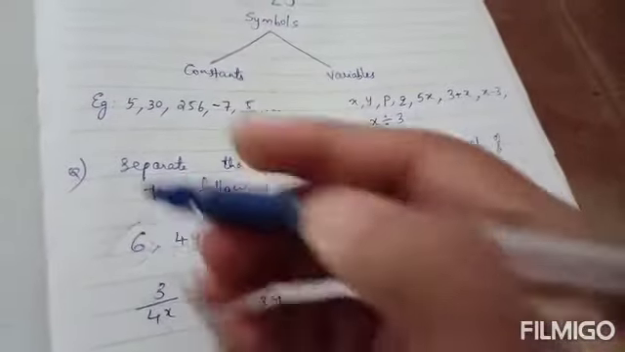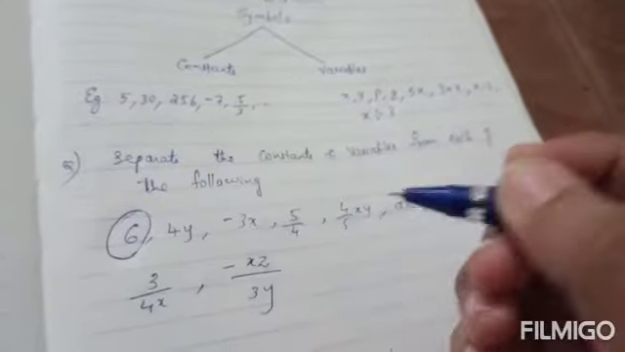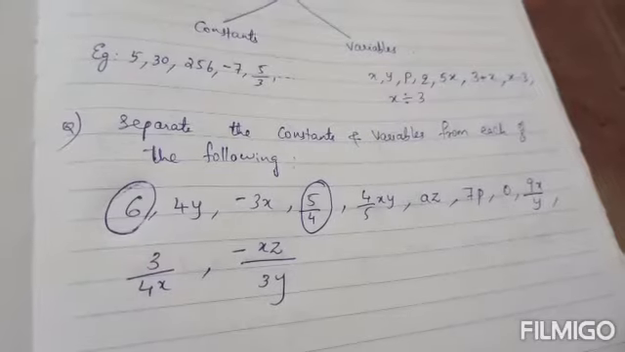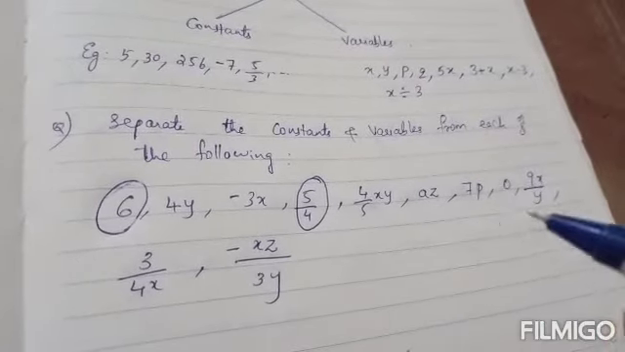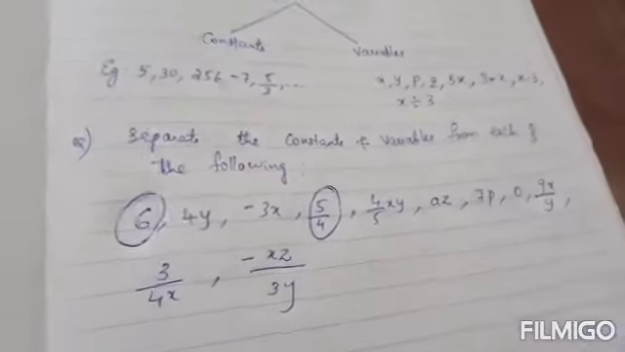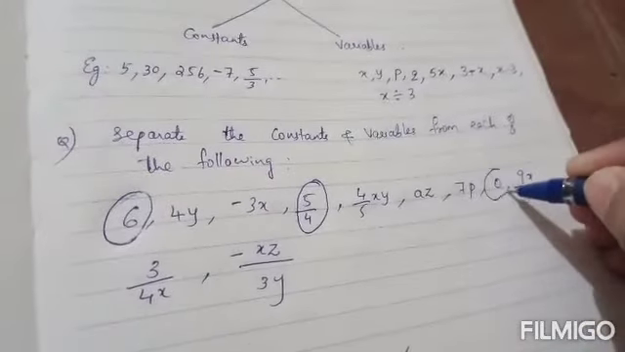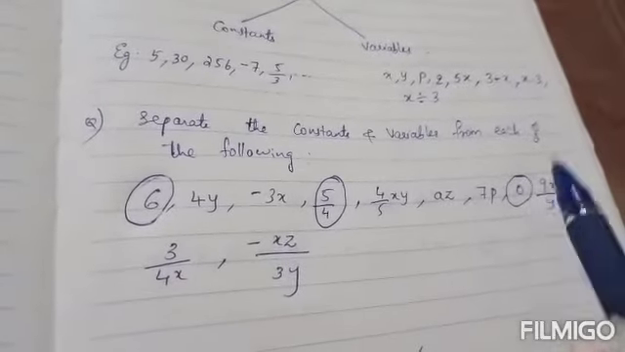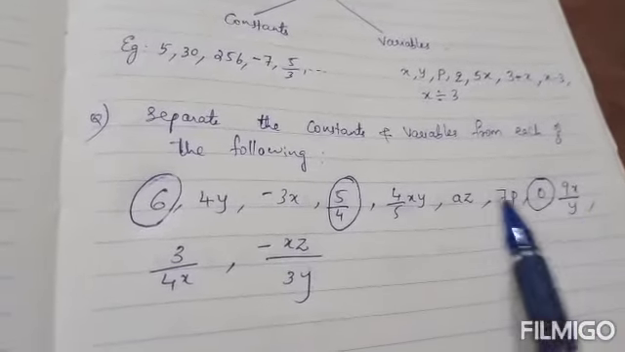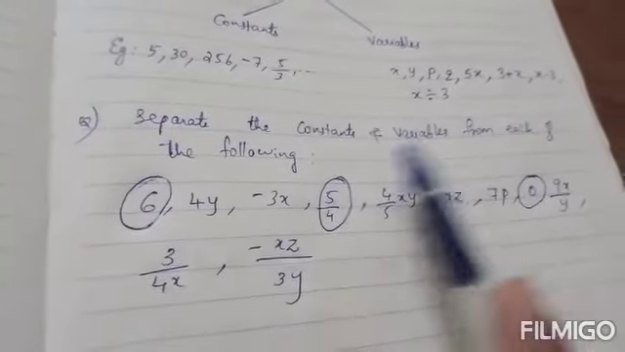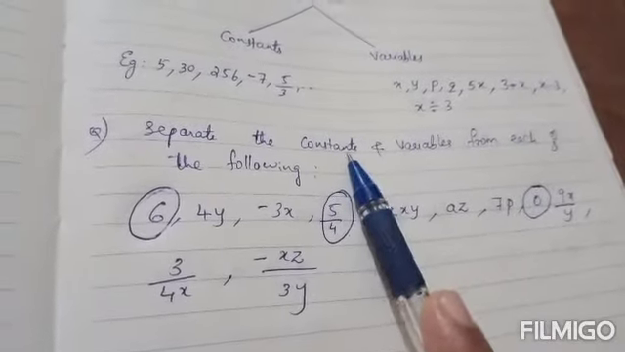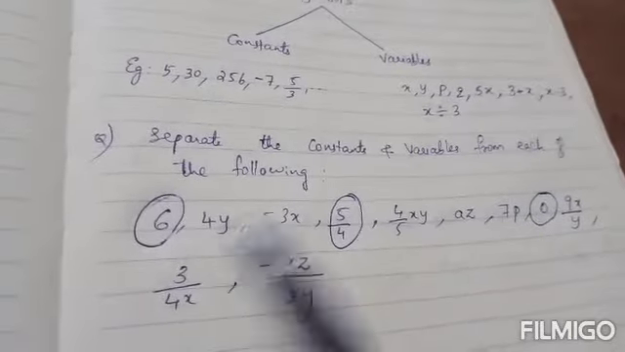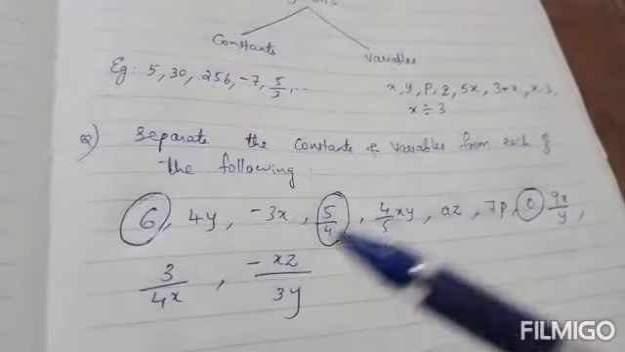6, this is a number. Next, 5 by 4, this is also a number, a fractional number actually. Next, 0, this is also a number. So these three are constants. All types of numbers come under constants. They have a fixed value. So 6, 5 by 4, 0 are constants.